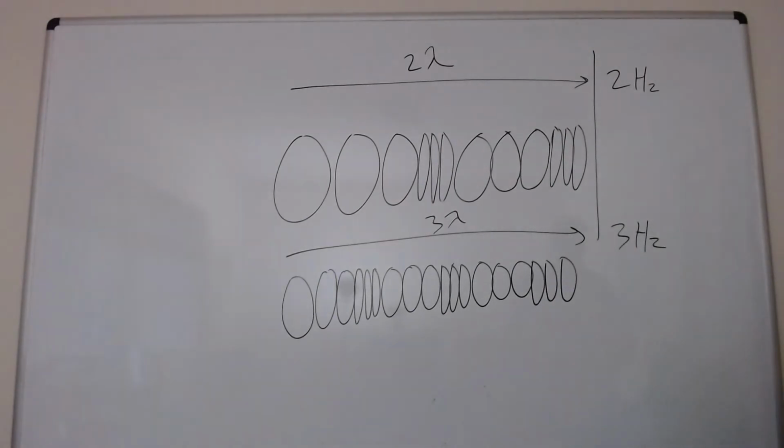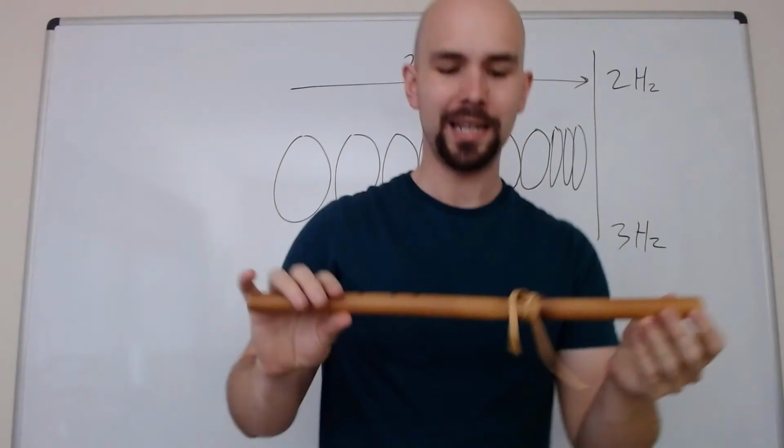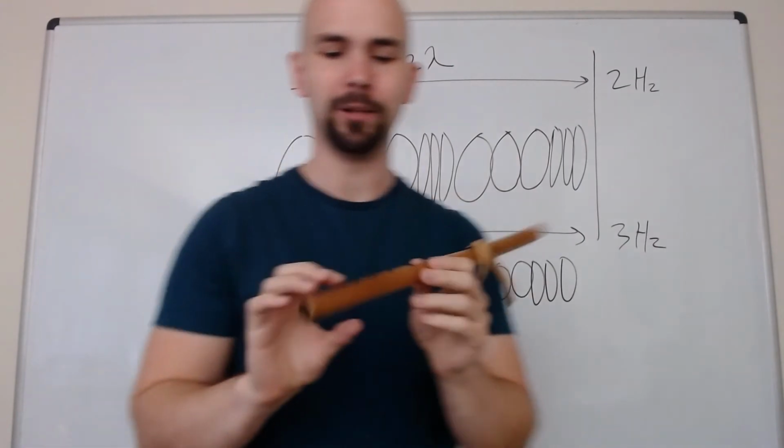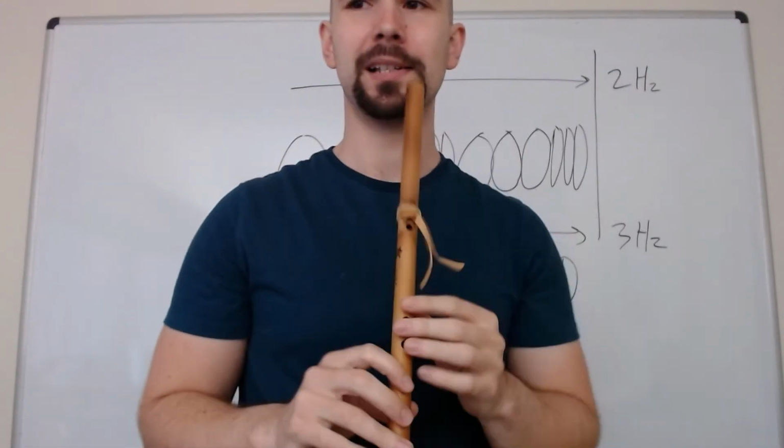Actually, no, I'm not going to do that yet. First, I'm going to do this with a flute. This is one of my Native American flutes. This is not the one that I can play well. This is a 5-hole one, and I'm good at like a 6-hole one.